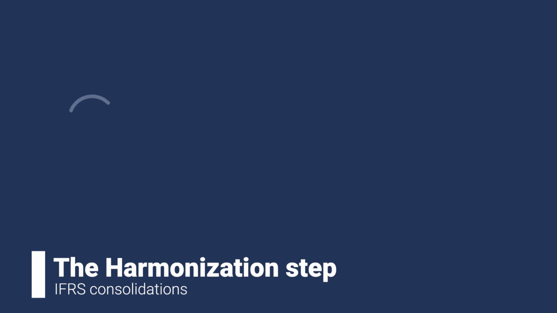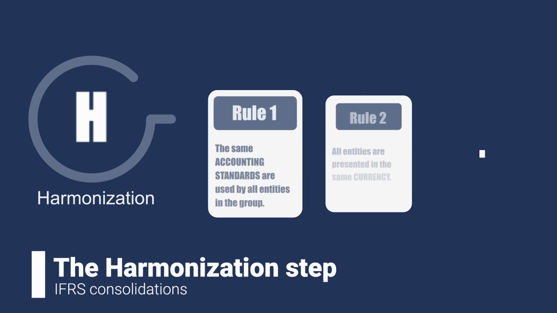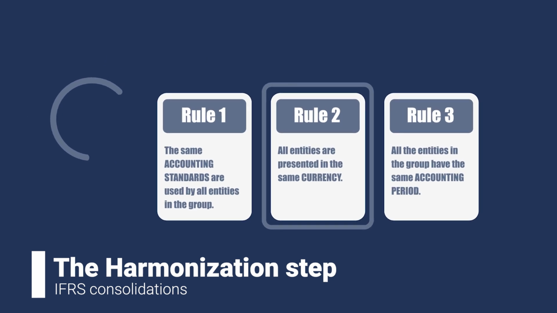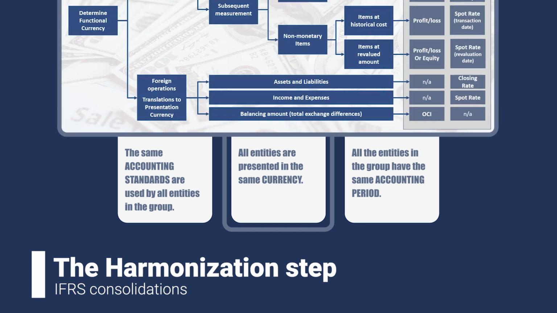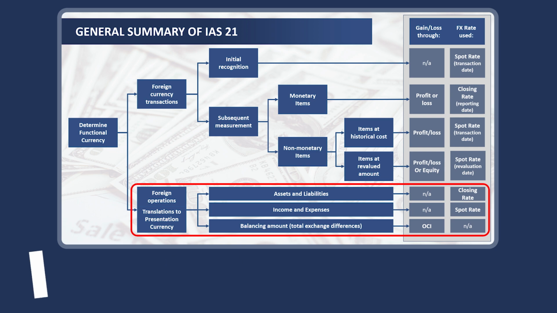From the previous video, you have learned about the consolidation steps under IFRS 10, which are composed of harmonization, combination, and elimination. This video expands the discussion about the harmonization concept, specifically about how to harmonize the currencies within the group when some of our subsidiaries are using a different functional currency from the consolidated financial statements. This topic is covered by IAS 21, and we have posted a video in the past about its general summary. This video would cover the practical applications of the second half of the standard pertaining to foreign operations.